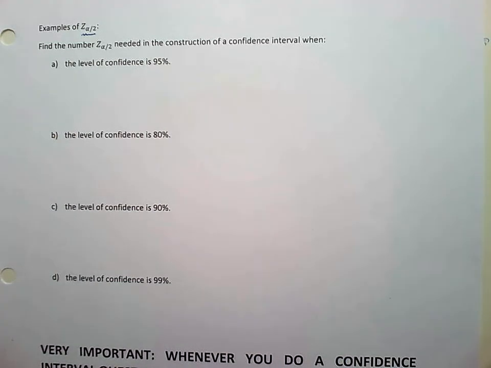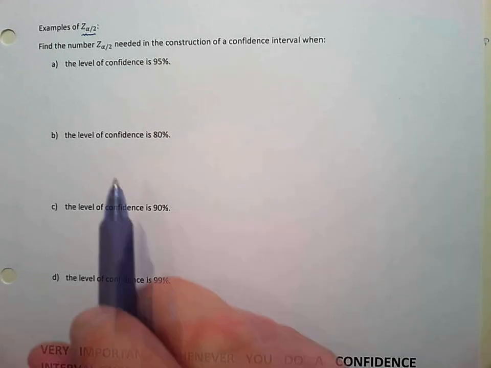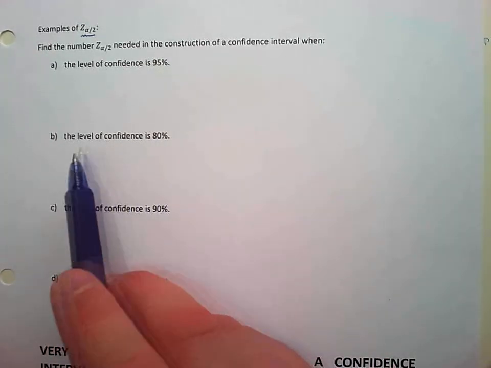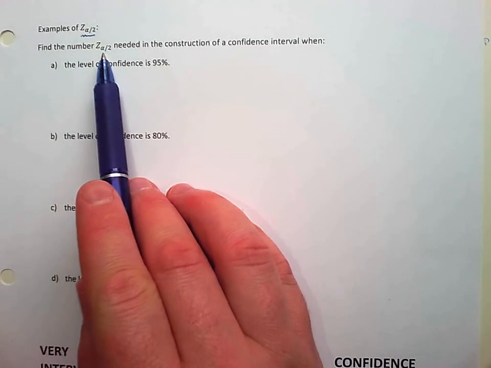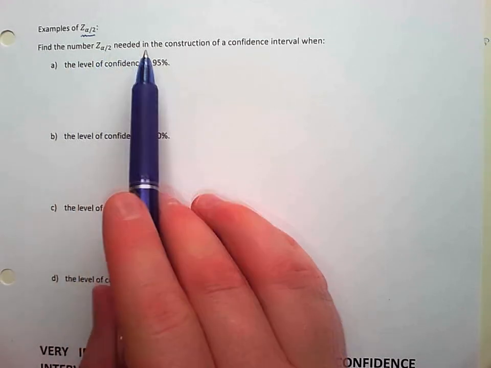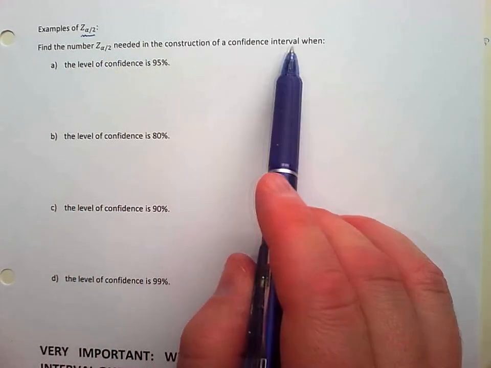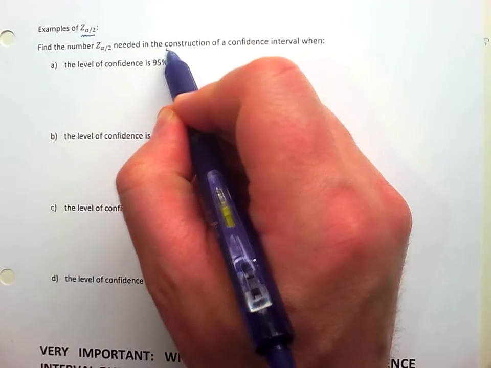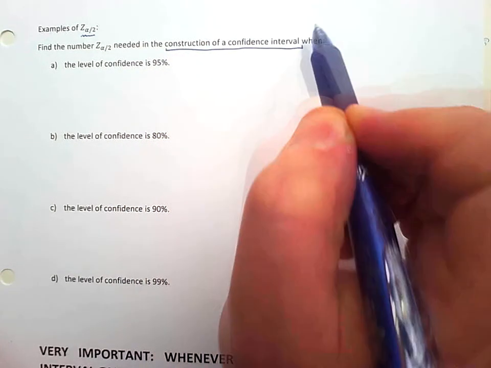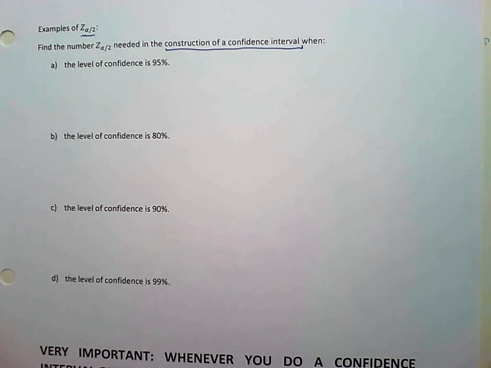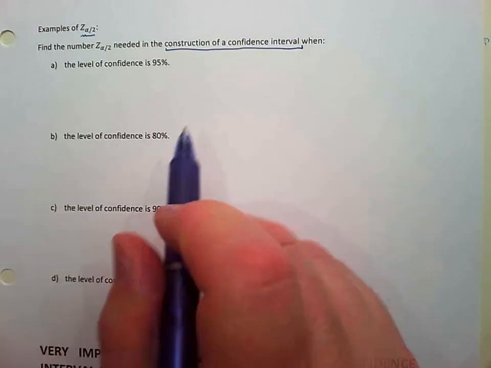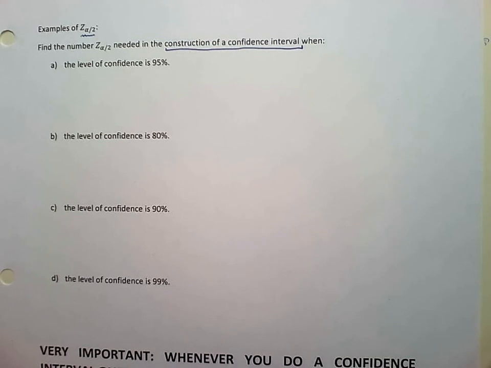There's z values for alpha divided by 2. So we're going to have to switch things up just a tiny little bit. But we're going to go through a couple of examples. So it says here, find the number z sub alpha divided by 2 needed in the construction of the confidence interval. So here, all that this is saying is that eventually, what we're going to do is we're going to use z values like these whenever we construct confidence intervals.